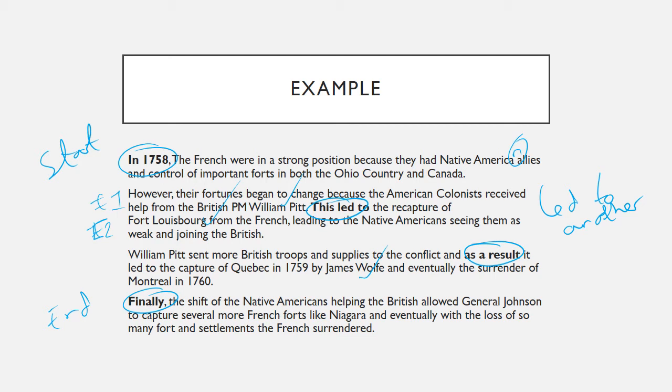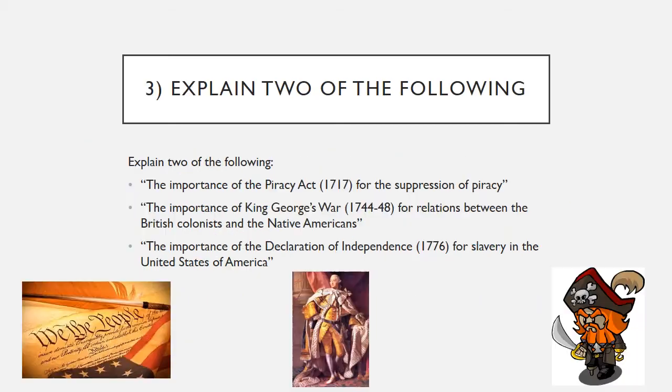But I've ended it with finally: the shift of the Native Americans helping the British allowed General Johnson to capture several more French forts like Niagara, and eventually, with the loss of so many forts and settlements, the French surrendered. Start, this led to, as a result, finally. So it gives you an idea of how to structure this one.